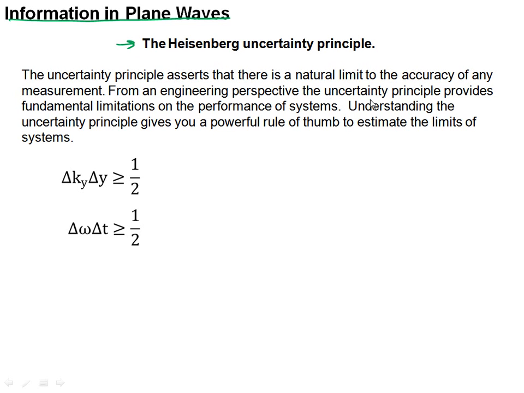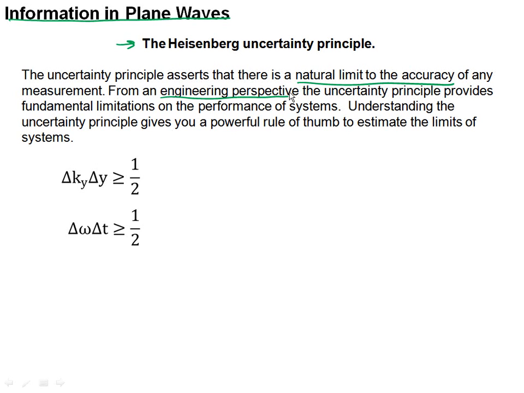Essentially the Heisenberg uncertainty principle says there's a natural limit to the accuracy of any measurement. You can only measure things to a particular level of accuracy. And from an engineering perspective, what the Heisenberg uncertainty principle says is there are fundamental limitations on the performance of systems. You have trade-offs. If you want to get one thing really, really accurate, you have to sacrifice in other areas.